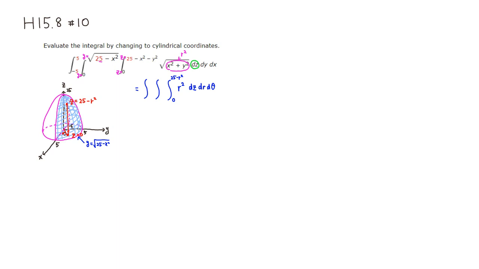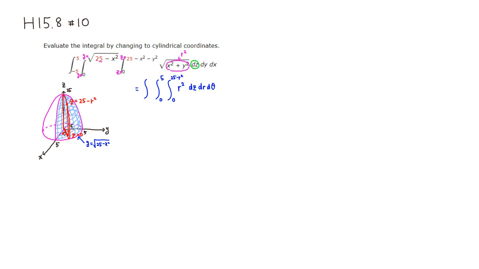So we can see that r, you can start from the origin, and then go all the way up to radius 5 to go to the edge of the bottom circle, right? So we know that r is going to go from 0 to 5.